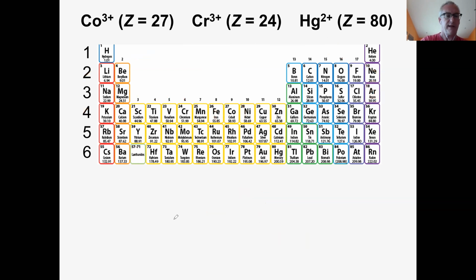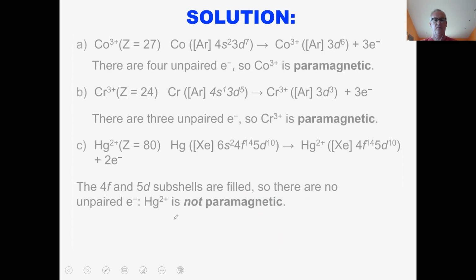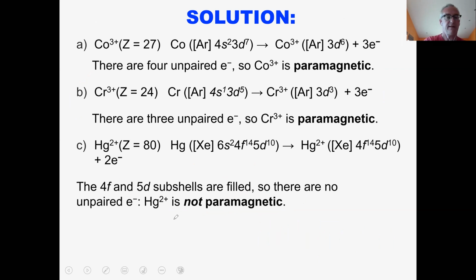So let's see what the other ones would be. So look, and we see that chromium has 3d6. Did I get that wrong? Oh, duh. Yes, I did get that wrong. No, I didn't. That's wrong. So chromium has three in the D. So those 3 are unpaired. So that's paramagnetic.